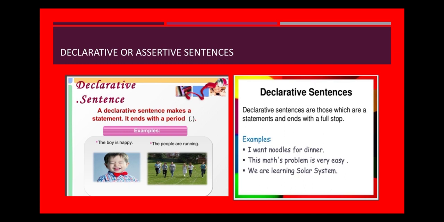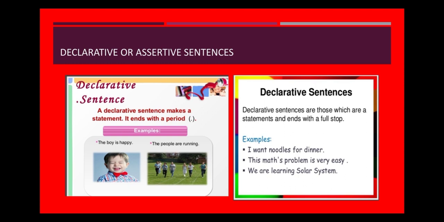Let us take some more examples. I want noodles for dinner. This maths problem is very easy. We are learning the solar system. So as you all can notice, these sentences state or declare a fact, and they are all simple statements and they all end with a full stop.